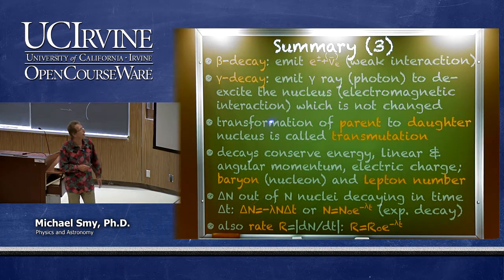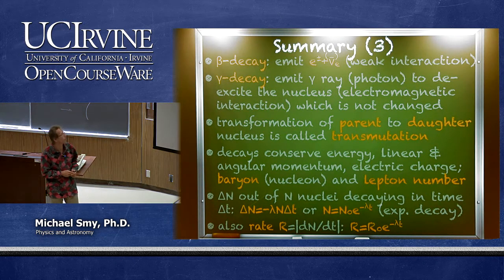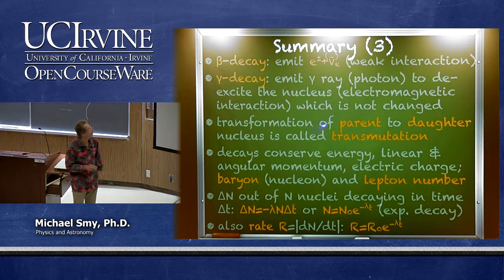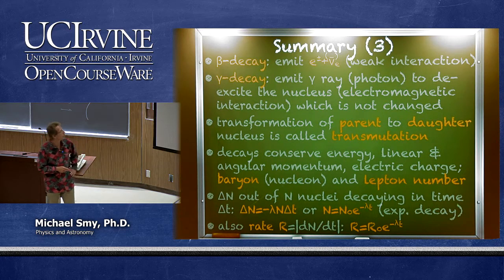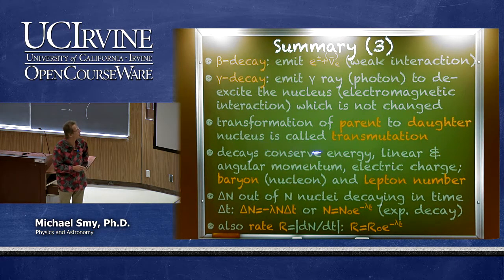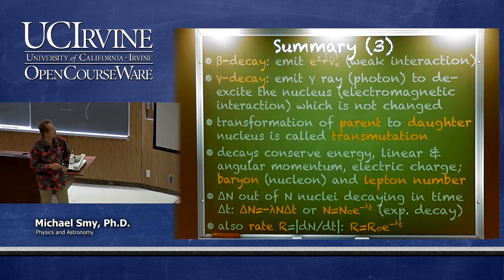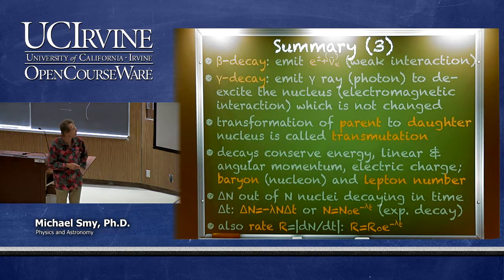And gamma decay emits photons, or gamma rays, photons of very short wavelength, to de-excite the nucleus, meaning make it lose some of its extra energy. It's governed by the electromagnetic interaction. The nucleus itself is not changed, it just changes from the excited state to the ground state. The transformation of parent to daughter nucleus is called transmutation.